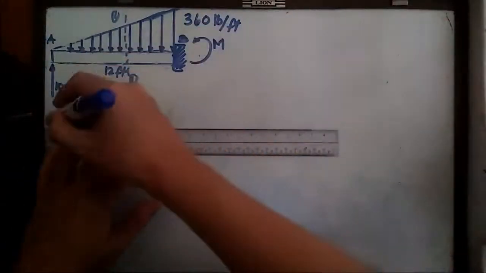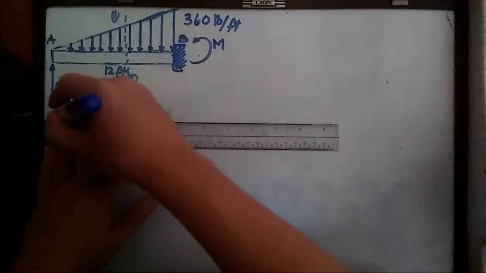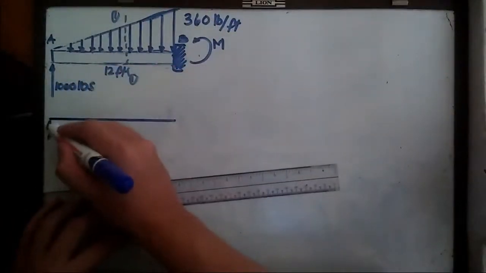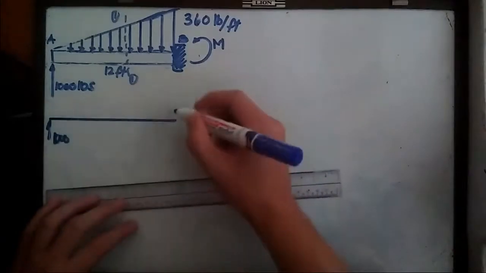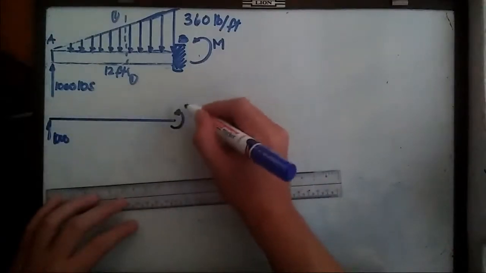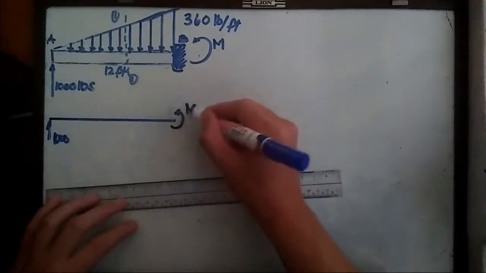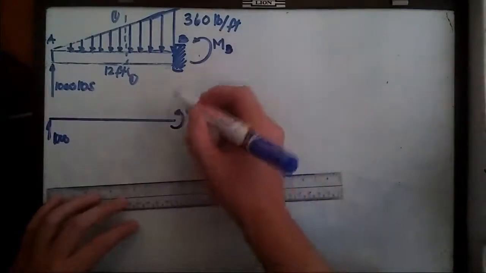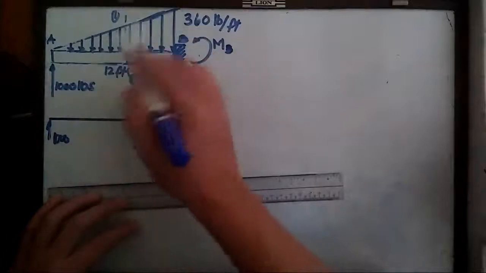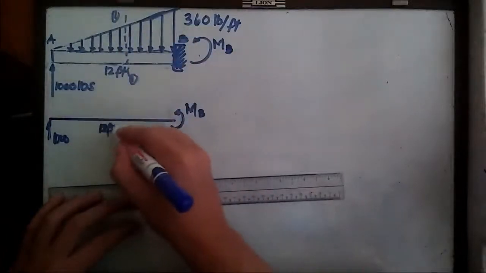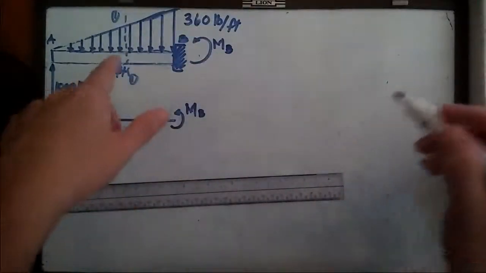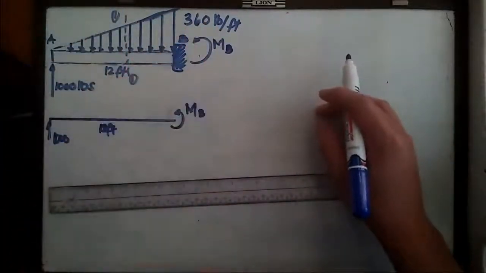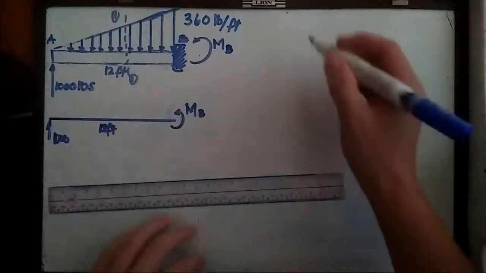So we have 1,000 pounds at this point. We have the bending reaction, bending M, let's say this is M sub B, and the uniformly varying load. But before that, we need to look for the concentrated load equivalent to this 360 pounds per foot. So how are we going to do that?